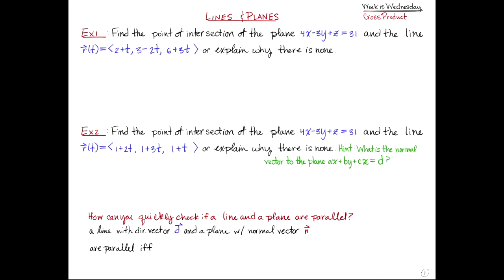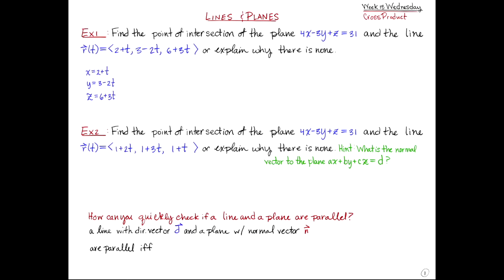The challenge here is that our plane is given to us in terms of x, y, and z, and our line is the parametric vector equation of a line. It's given to us in terms of t. So we need to use the parametric equation of a line to rewrite r of t in terms of x, y, and z. In parametric form, x is equal to the first component of our vector, giving us x is equal to 2 plus t. Y is the second component, 3 minus 2t. And the third component, z, is equal to 6 plus 3t.